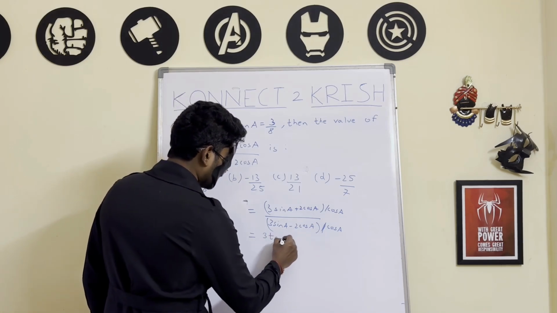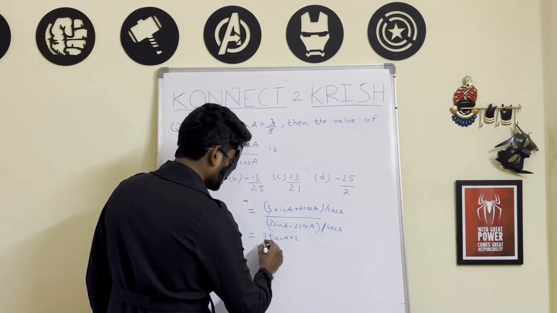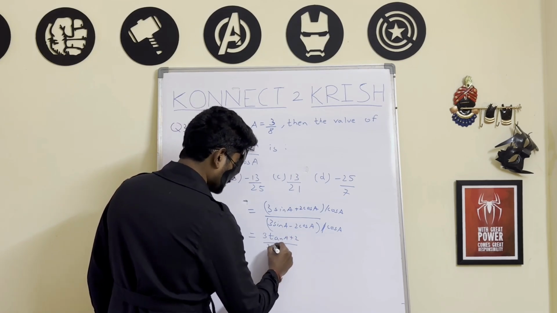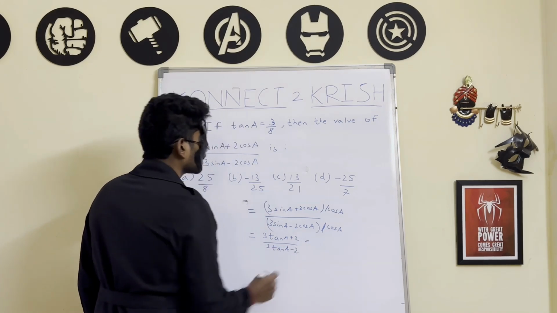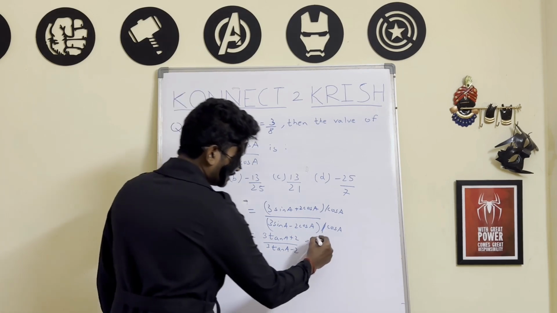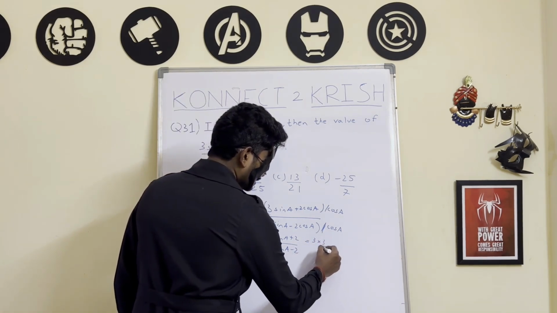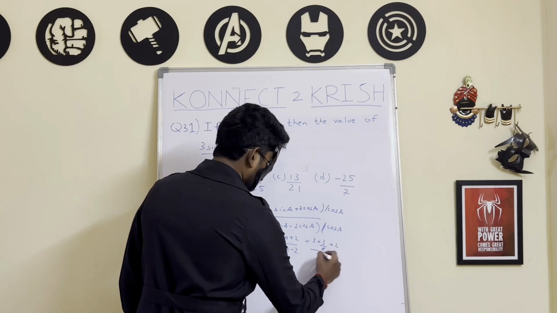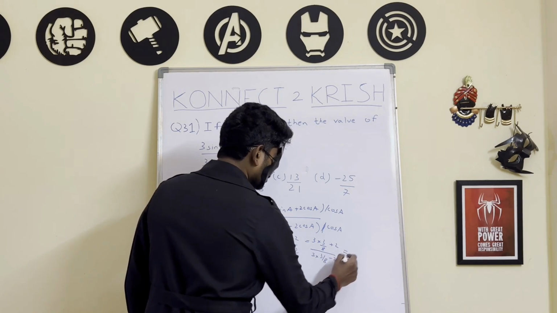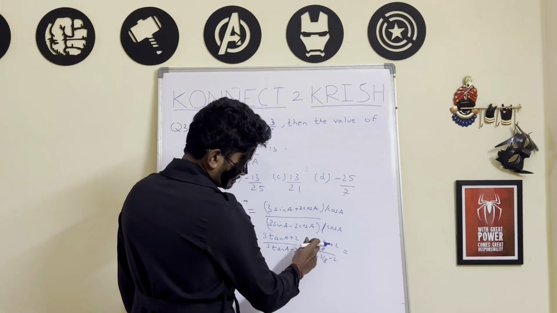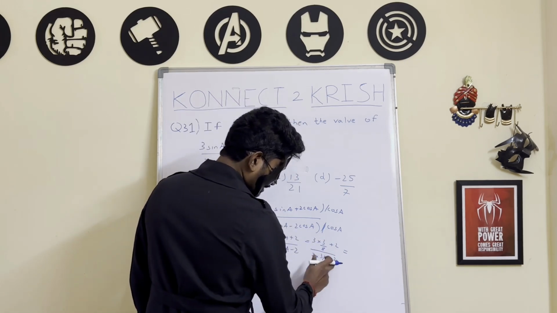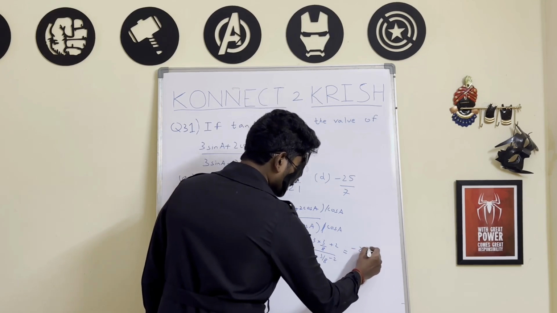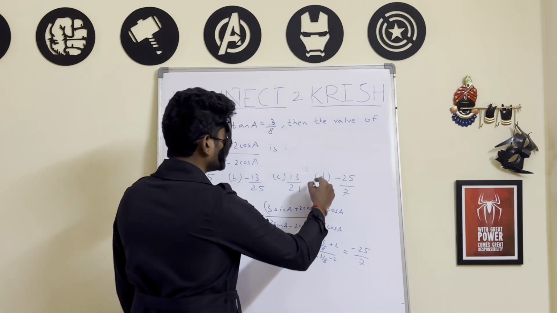This will be nothing but (3 tan A plus 2) by (3 tan A minus 2), which will be nothing but (3 into 3 by 8 plus 2) by (3 into 3 by 8 minus 2), which will be nothing but 9 plus 16, 25, 9 minus 16, which will be minus 25 by 7. So answer D is right.